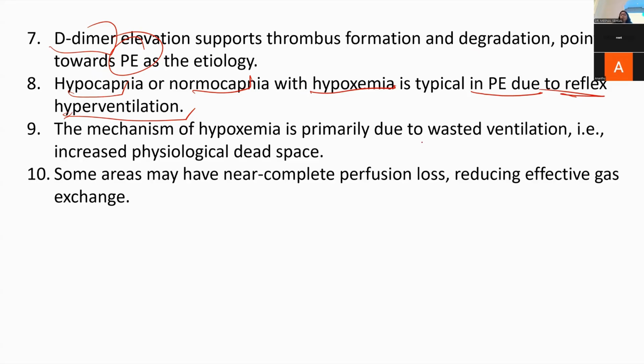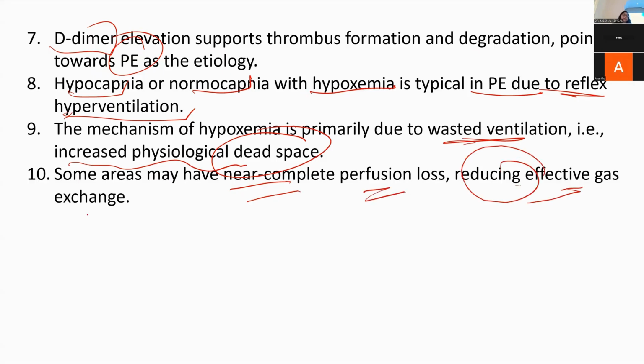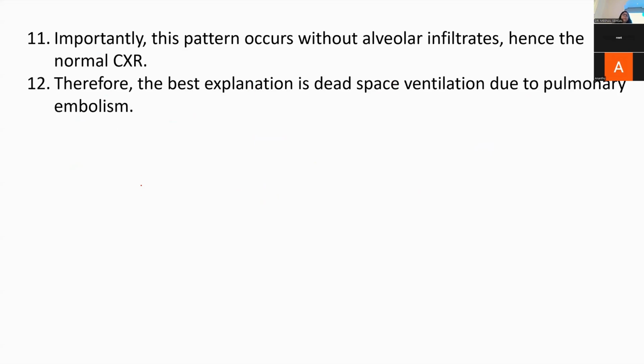Hypoxemia is primarily due to wasted ventilation, that is increased physiological dead space. Some areas may appear near complete perfusion loss, causing reduced effective gas exchange. This pattern occurs without alveolar infiltrate, hence the chest X-ray is normal. Dead space ventilation due to pulmonary embolism. That is what the answer is.